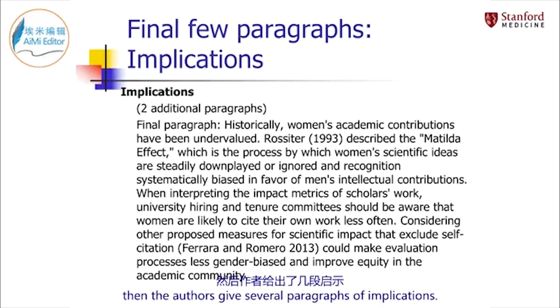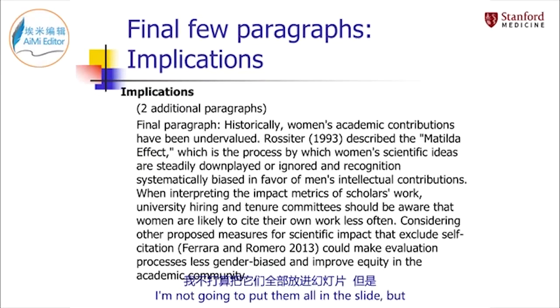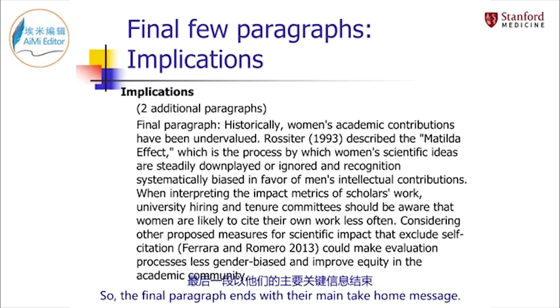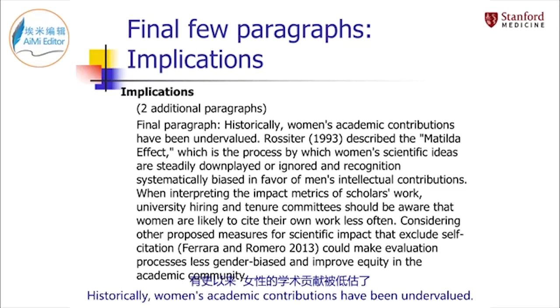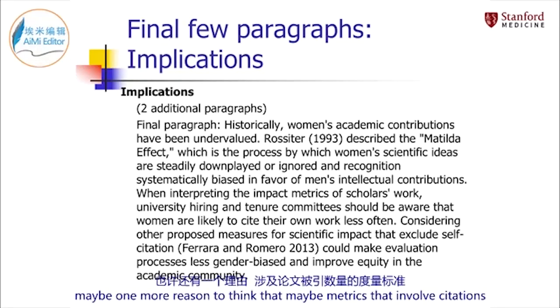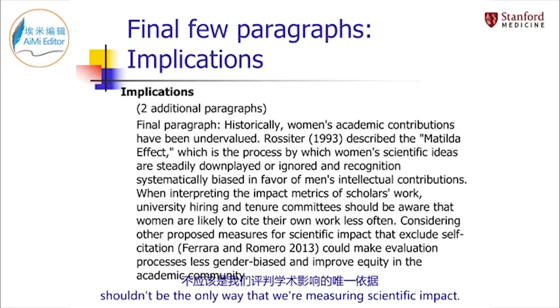And then the authors give several paragraphs of implications. I'm not going to put them all in this slide, but I'll show you the last paragraph. The final paragraph ends with their main take-home message. Historically, women's academic contributions have been undervalued, and the fact that self-citations are more prominent in men than women may be one more reason to think that maybe metrics that involve citations shouldn't be the only way that we're measuring scientific impact.